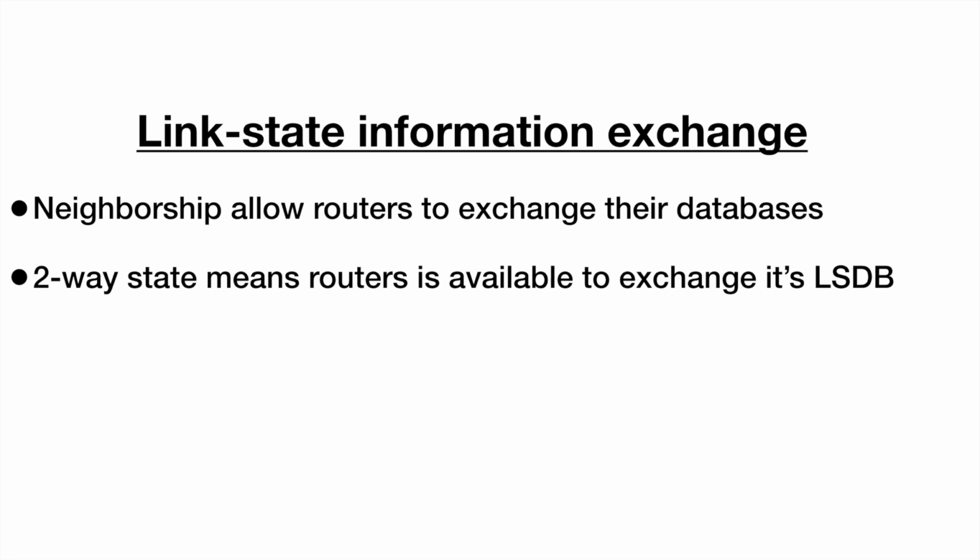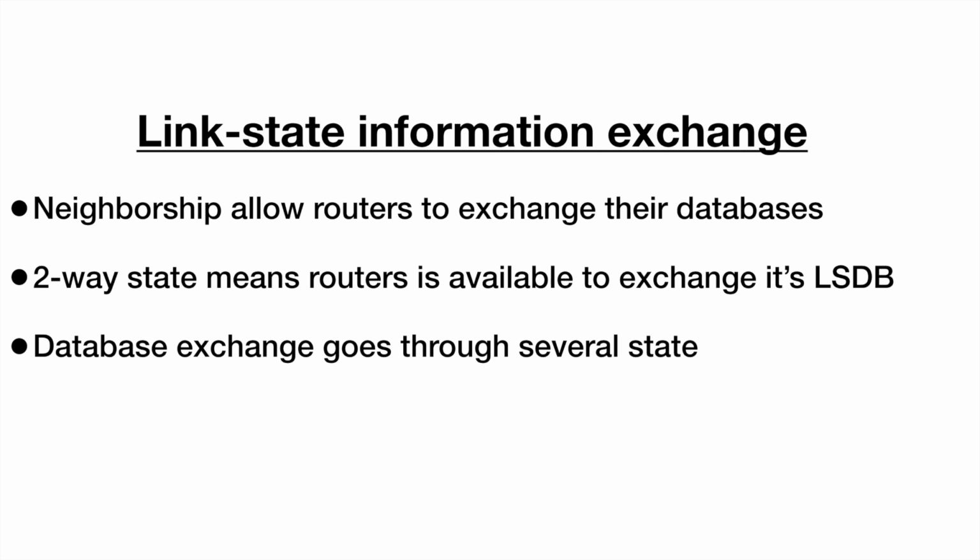Two-way state means routers are available to exchange their LSDB, which stands for Link State Database. Two-way state is the state we focused on in our last video. When routers become neighbors, it moves from init to a two-way state. That state basically means routers are ready to exchange their database two ways.